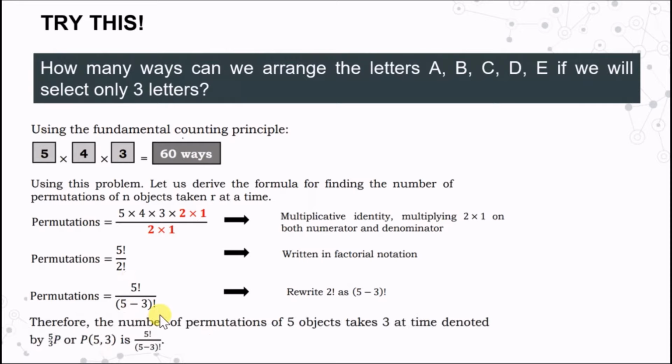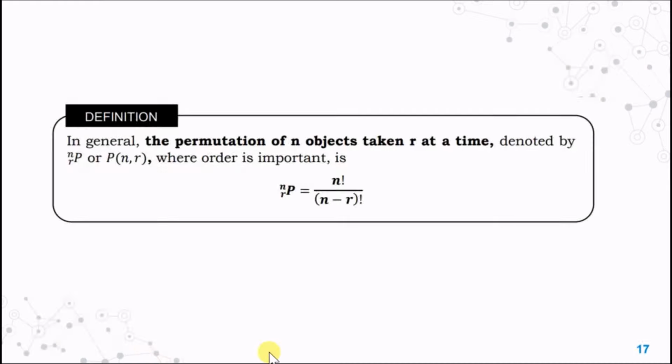So the permutation of 5 objects taken 3 at a time can be simplified as 5 factorial over the quantity 5 minus 3 factorial. In general, the permutation of n objects taken r at a time, where order is very important, is denoted by this symbol and is equivalent to n factorial over the quantity n minus r factorial.